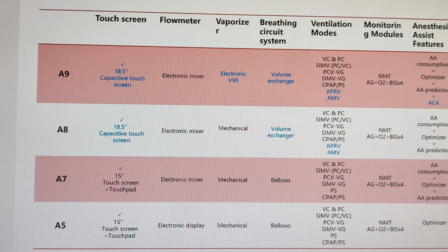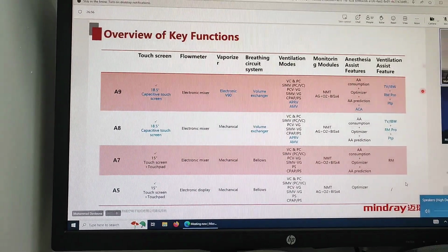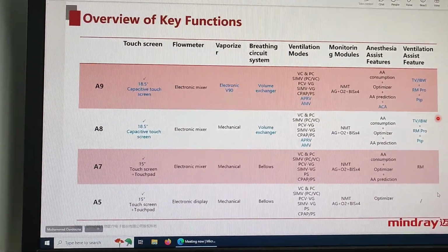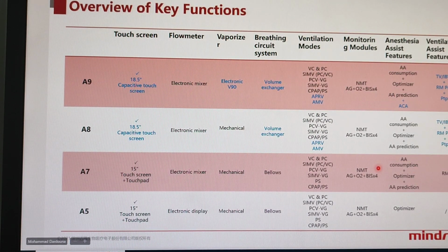We'll go through it one by one. And here, in the ventilation assist feature, we have tidal volume according to the ideal body weight, and we have also the resistance, and we have also the compliance of the lung as well.